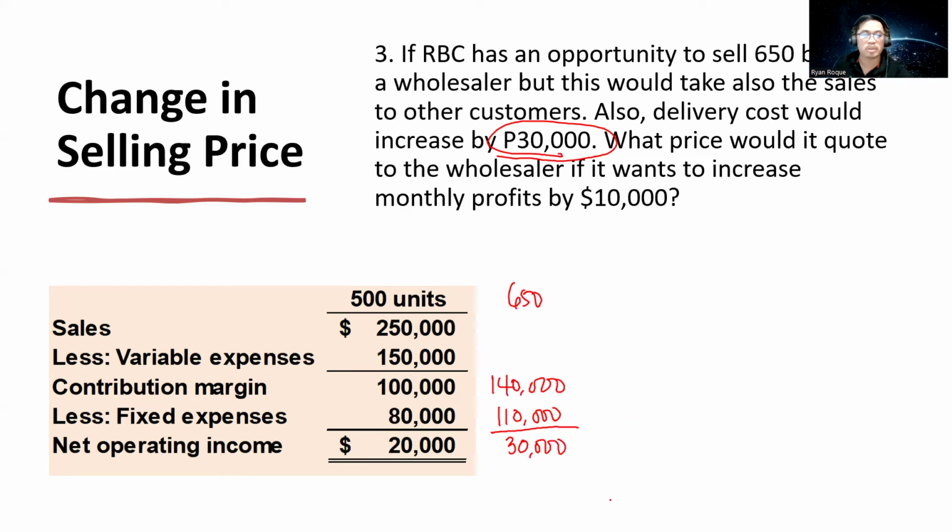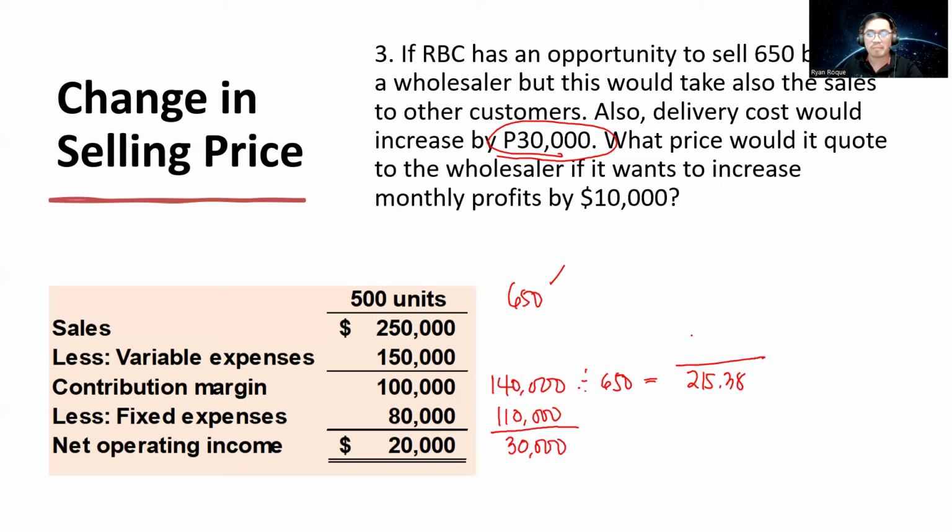But this time you will take also the sales to other customers. So therefore, that 140,000 amount would be representing the contribution margin for all the 650 bikes that would be sold to a wholesaler. Therefore, from here, we can compute the CMU per unit, CM divided by 650. So the answer is 215.38. And this is the CMU that we are expecting from this transaction.